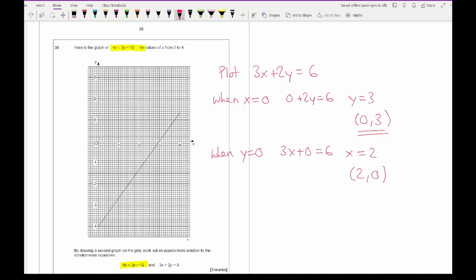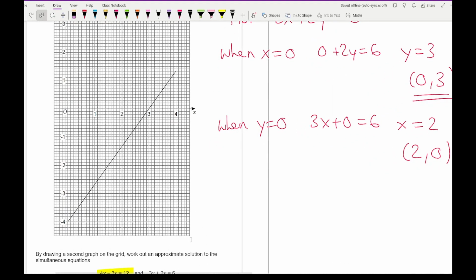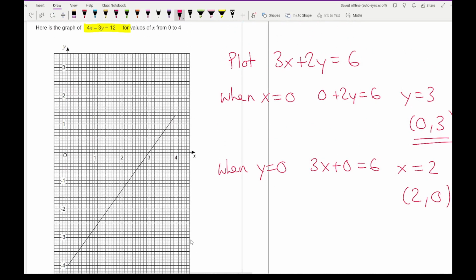So on the set of axes, if I zoom in, I'm plotting those coordinates of (0, 3). So (0, 3) is there, and (2, 0) is here. All I need to do then is draw a straight line connecting those points. Let me do that so it's going to be as accurate as I can.